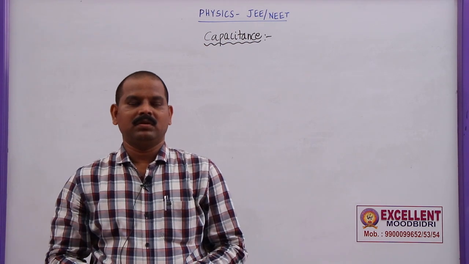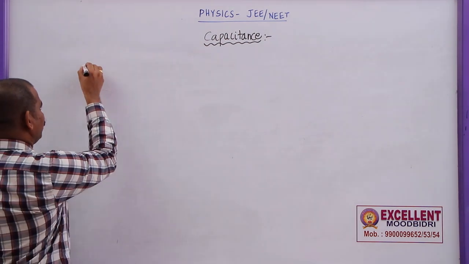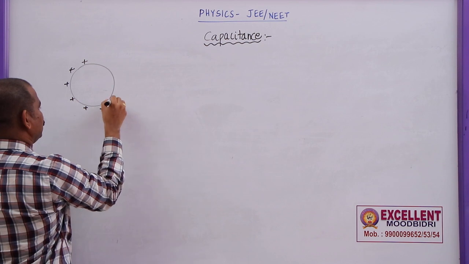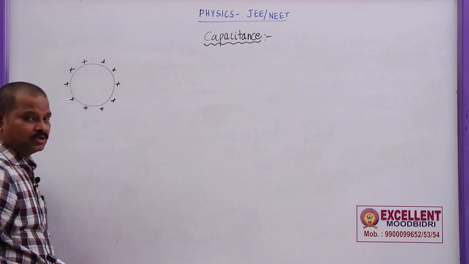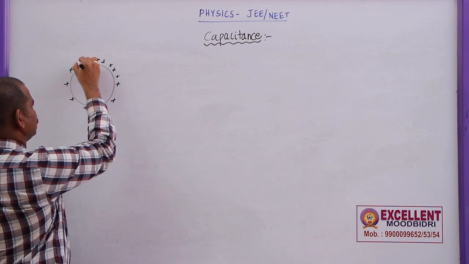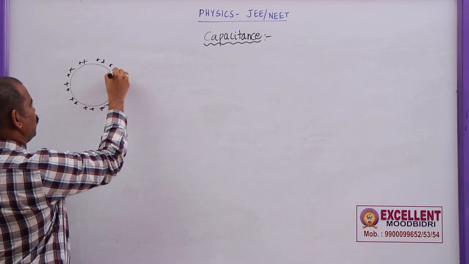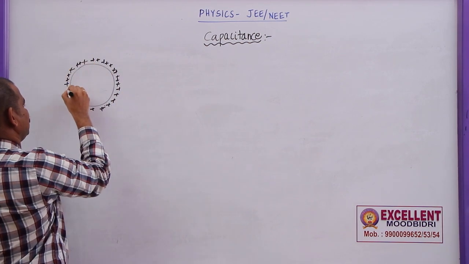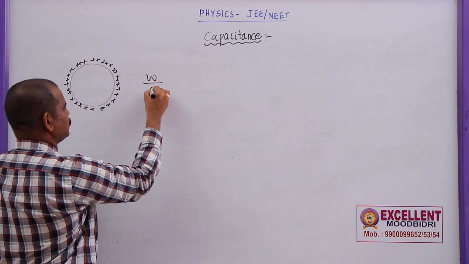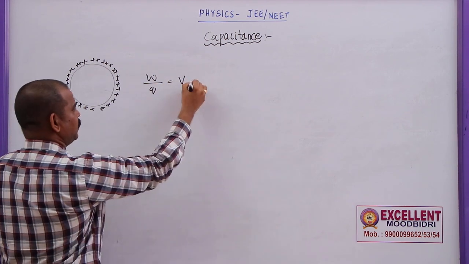Today's topic is capacitance in JEE. We know that whenever a body is charged positively, the potential is positive, and if you give more charges onto this body, then we need to do more work to assemble these charges on its surface. More work is required to charge this body. That means the potential of this body increases.